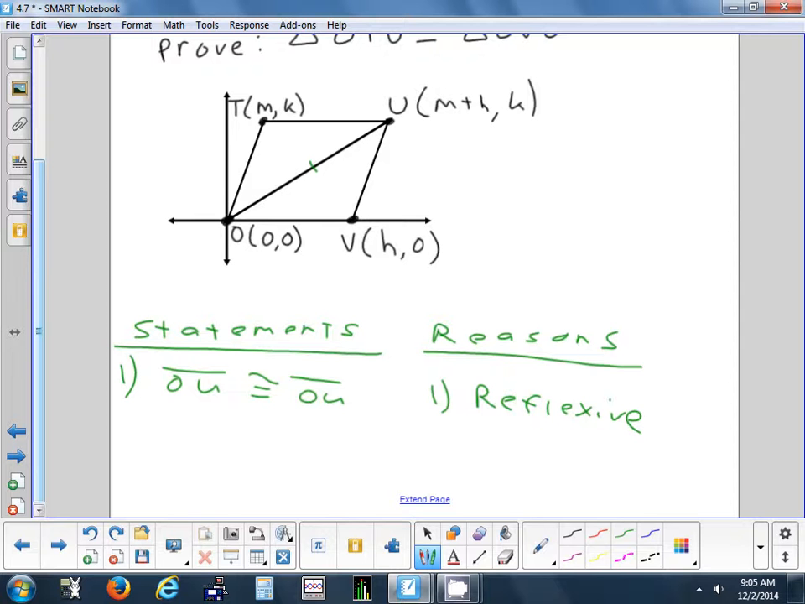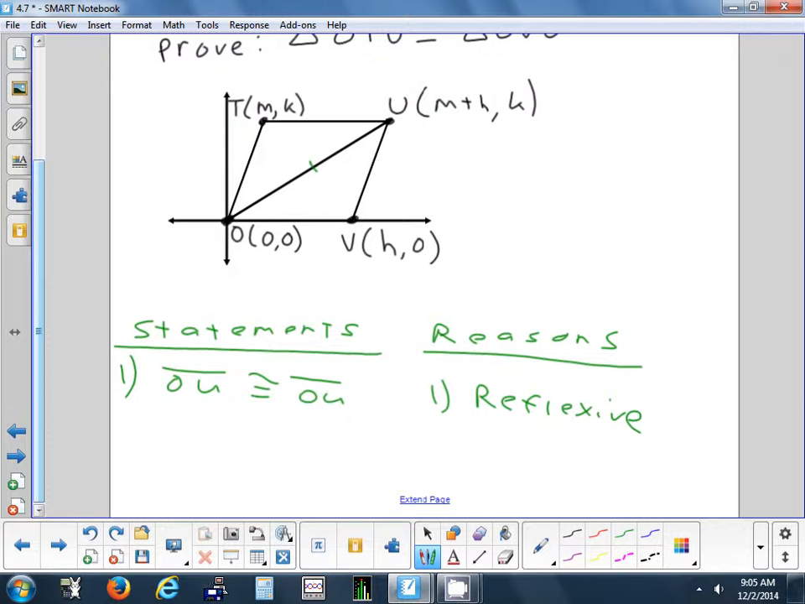Besides that, I want you to look at the top side and the bottom side. What do you know about the top and the bottom side here? They are parallel. They're not marked as parallel, but because of the coordinates, you know they're parallel. Look at the y-coordinate on T and the y-coordinate on U. What's my y-coordinate on point T? The same value, it's k. The y-coordinate on U is k. They're the same value.